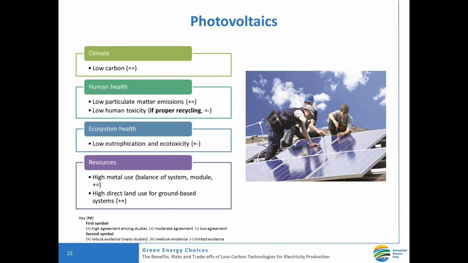So photovoltaics offers low greenhouse gas emissions, low particulate matter emissions, low human toxicity, except in cases where there's not a proper waste treatment of the disposed PV panels. It offers low eutrophication and ecotoxicity impacts. However, it has a high metal use, and there is some direct land use for ground-based systems.